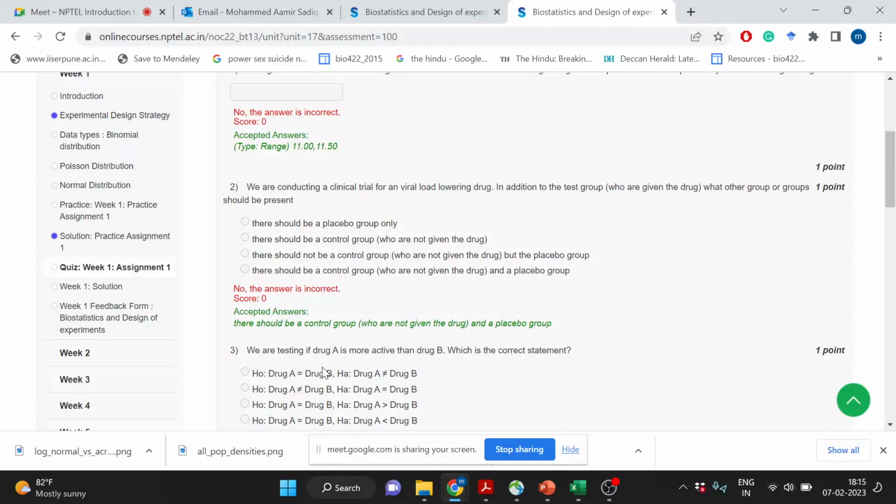Option C. Yeah? Someone said C. May I know your name, please? Is it Dinesh again? Sir, I am Bishal Chaudhary. I am from microbiology background. Okay. Third option is correct, I think.